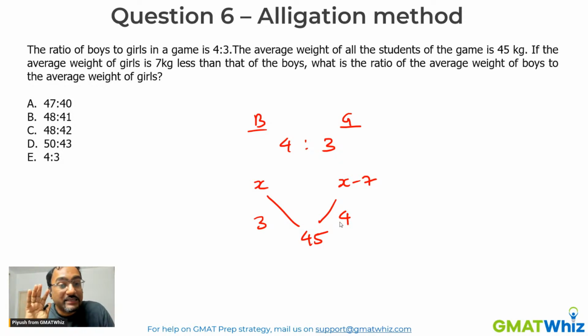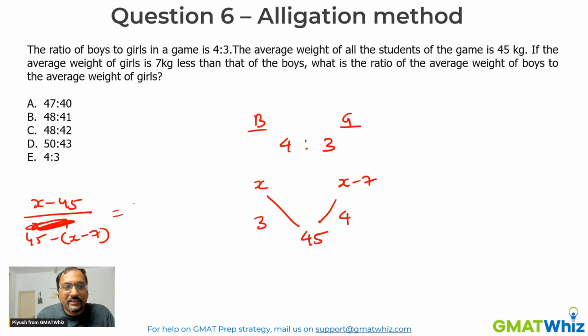Okay, that's what the allegation method tells us. Whatever is the ratio of weights in which you are mixing or combining two things, the difference from the individual averages to the weighted average is in the opposite ratio of that. So I know x minus 45 over 45 minus (x minus 7) is in the ratio 3:4. Again, you don't need to use this equation to solve it here. I'm just telling you that is what this means.